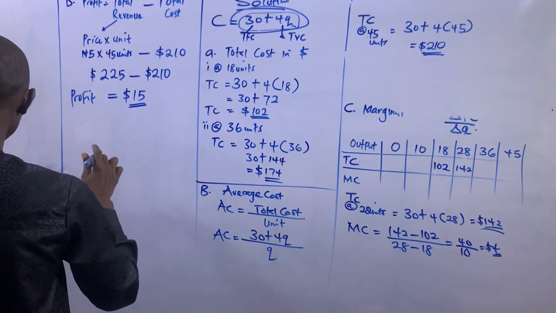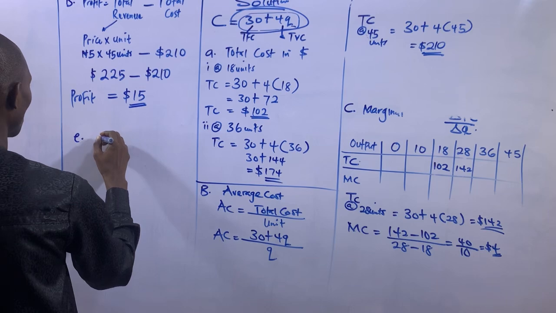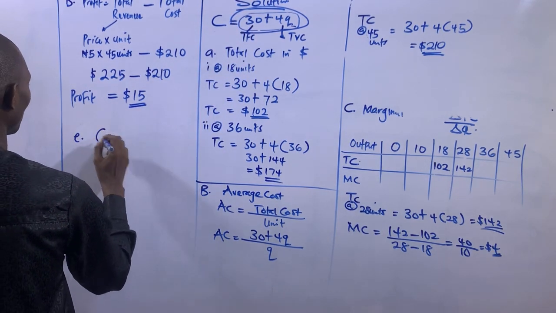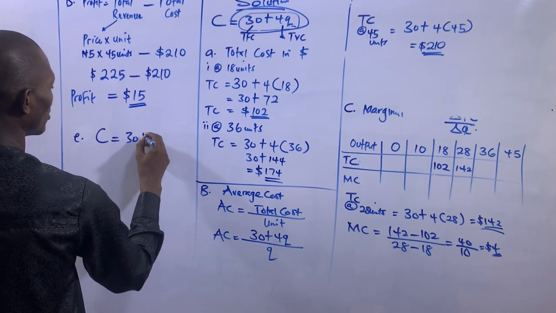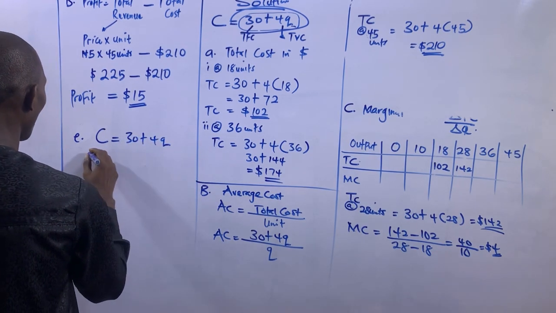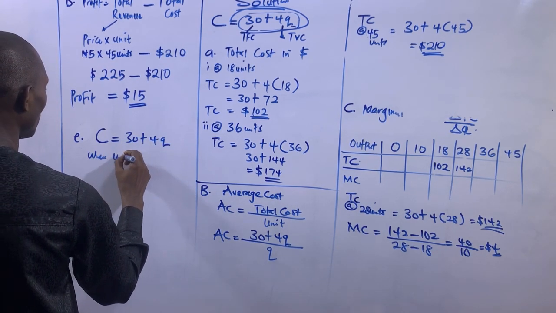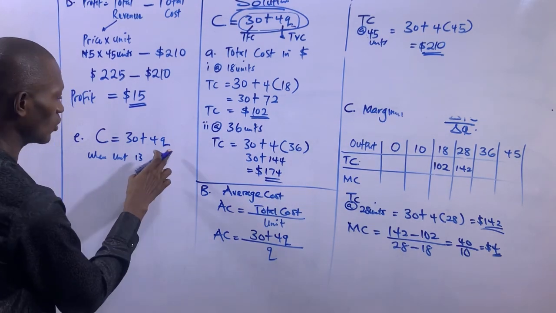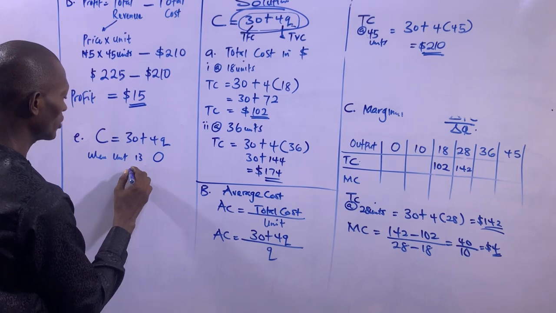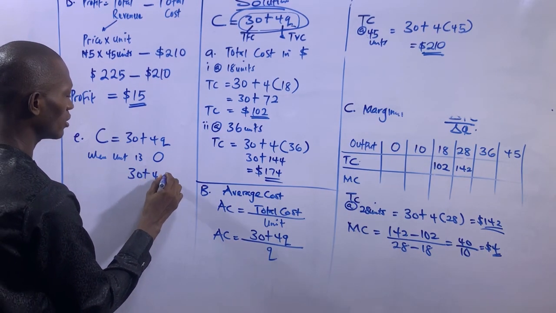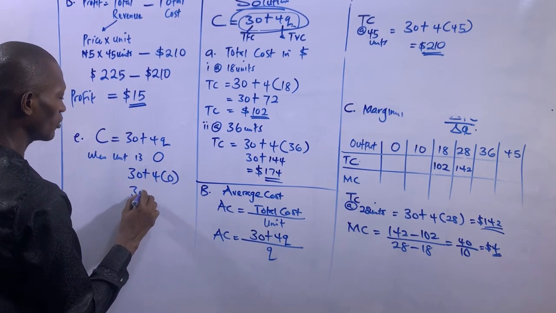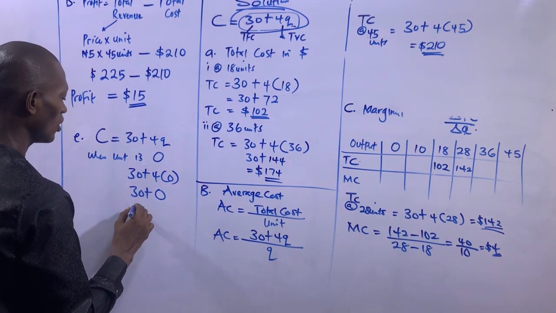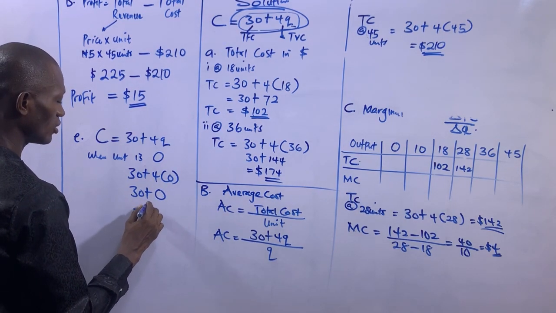That's the D part, okay, E part of the question. So the total cost function is C. This is the total cost function. C equals 30 plus 4Q. So when units is zero units of output, anywhere you see Q, you put zero there. So 30 plus 4 times zero, that's zero. So 30 plus zero, that's $30.